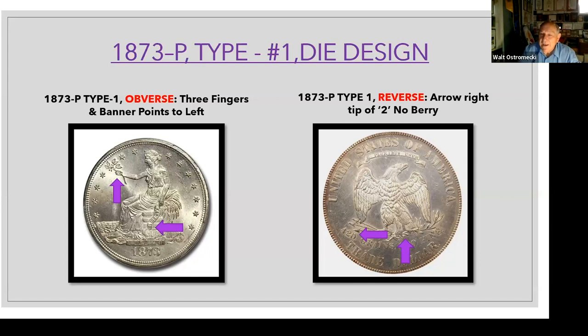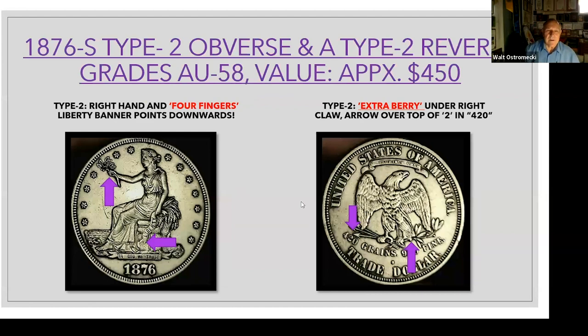And of course, on the reverse, we have an arrow at the right, which has a tip that is away from the tip of the two. And there is no berry beneath the wing or beneath the claws and the branch. We'll see that added in type two. It's an 1876. That's not a very good coin, but it shows the detail, and I had it cleaned, so you can actually see it better.